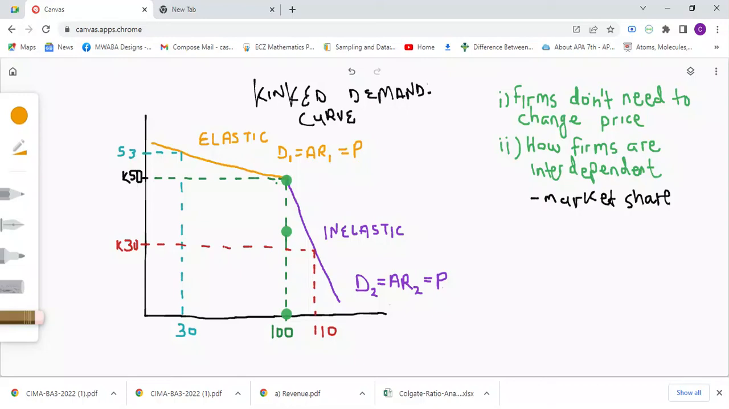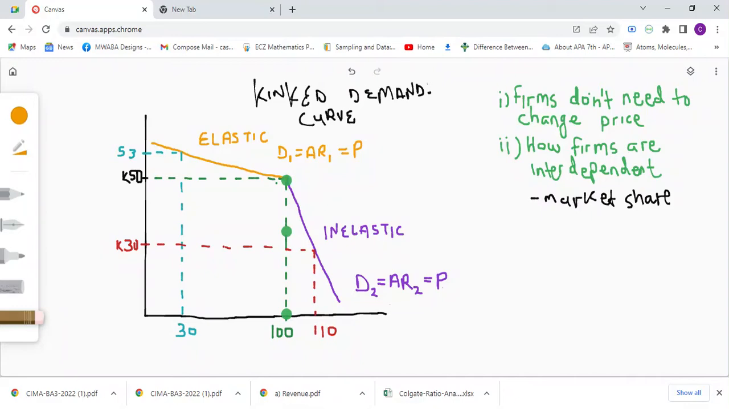Hello everybody, today we're looking at the kinked demand curve. This is for the oligopoly market structure, right? The kinked demand curve illustrates that firms do not need to change their price. The other thing that it illustrates is how firms are interdependent. They make decisions based on the actions of other firms. They do not make decisions on their own, they copy the decisions or actions of other firms.